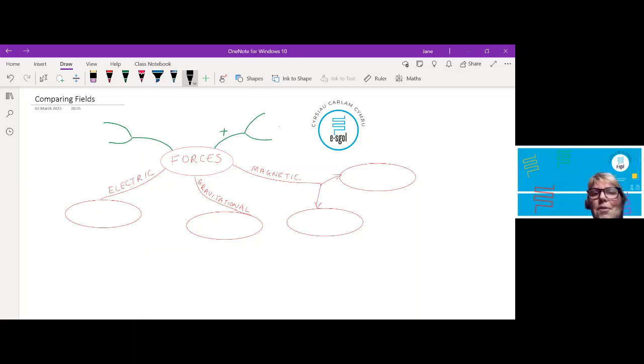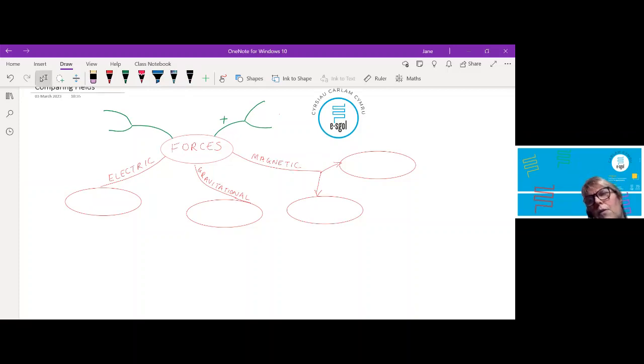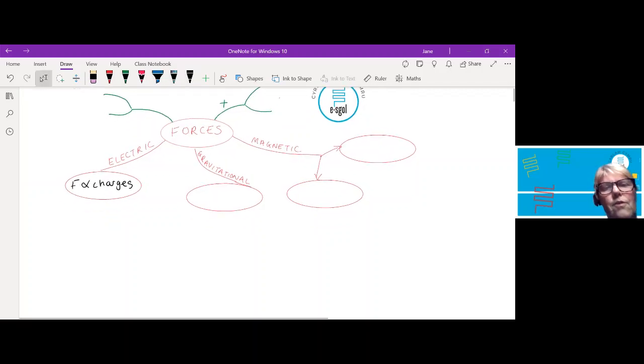Okay, I'm going to attempt to look at fields, forces, potential, and potential energy for electric fields and gravitational fields. I'm also going to pull in magnetic fields. So let's always start with forces before we go on to fields. Electric forces are dependent on the charges, whereas gravitational forces are dependent on the masses.